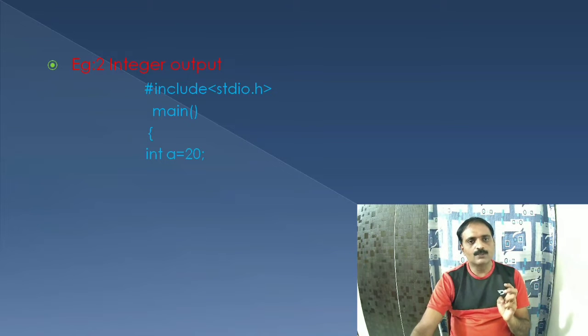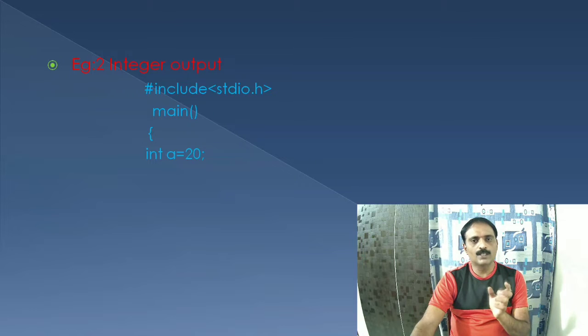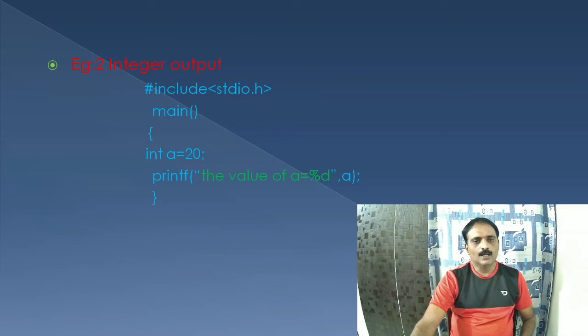Similarly, let us go for the second example in which we are going to get an integer output. So here the output will be in integer format. #include and the main function. Here I am declaring a as an integer variable, and it has been assigned a value of 20, and I am displaying this value of a. For that I am using printf in this format.